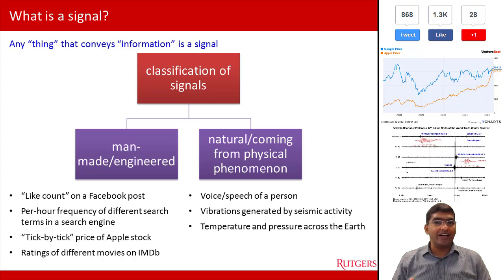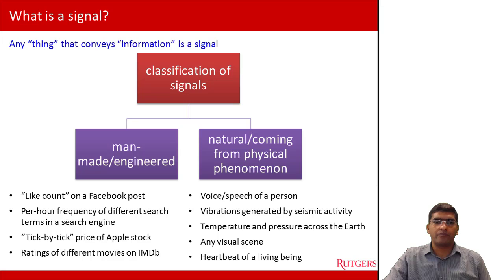Temperature and pressure across the earth. You'll read about the temperature and then dress accordingly, so it conveys some information to you. Any visual scene, like the video that you are currently watching, is hopefully again conveying some information to you, so it becomes a signal. Heartbeat of a living person: doctors use that to figure out whether a person is healthy or not. Again, it becomes a signal. So hopefully this convinces you that there is no one unique way of describing a signal. It literally is anything that conveys information.